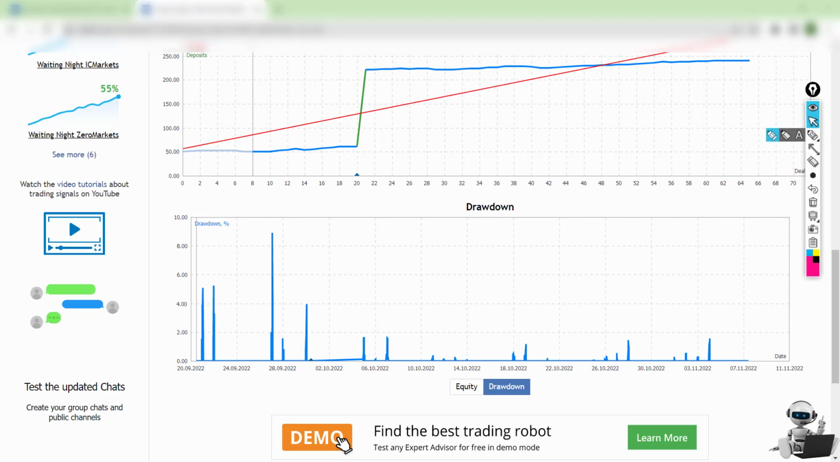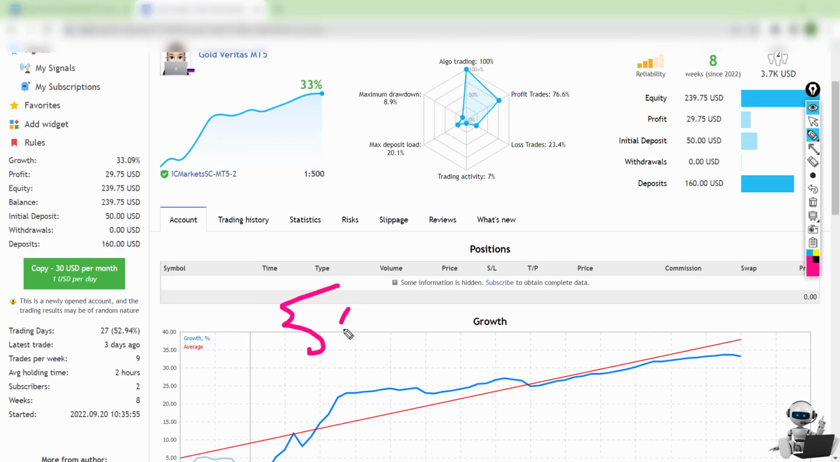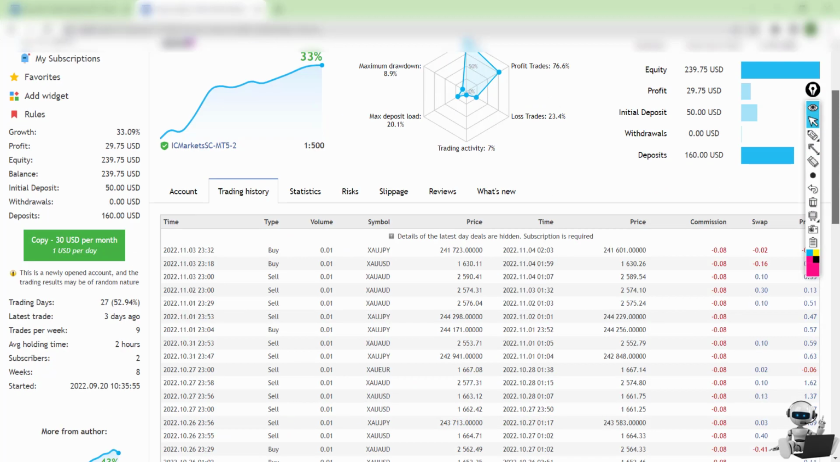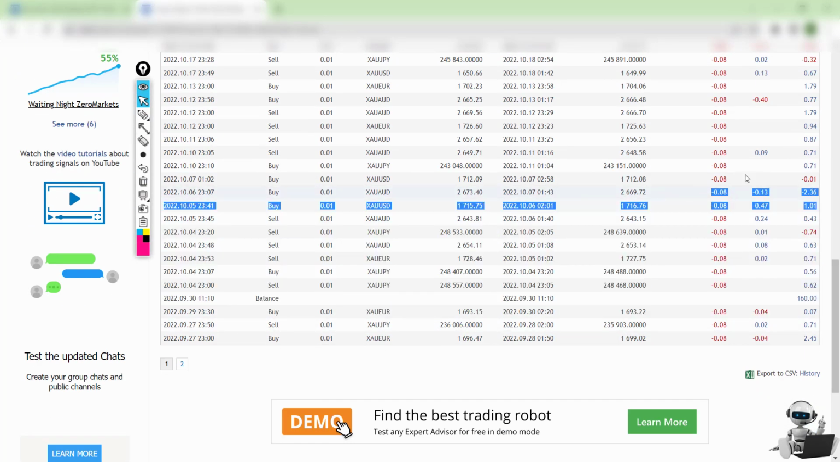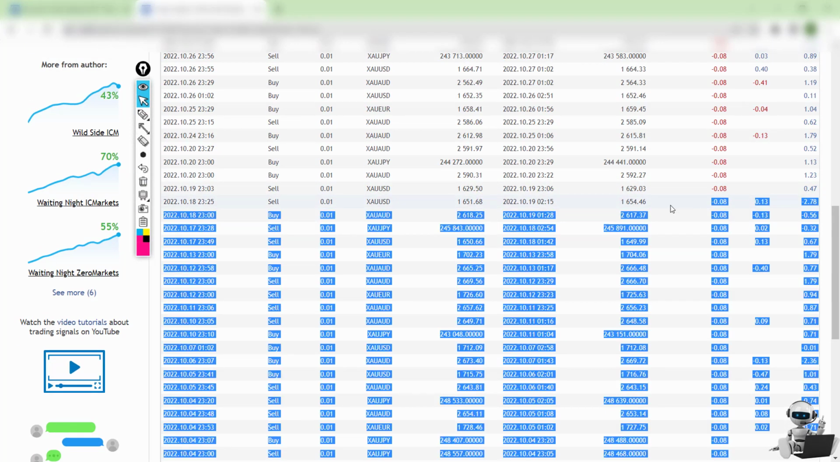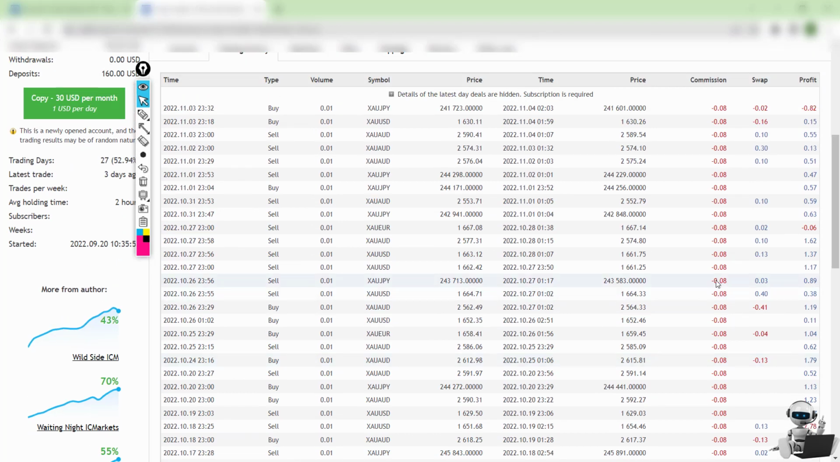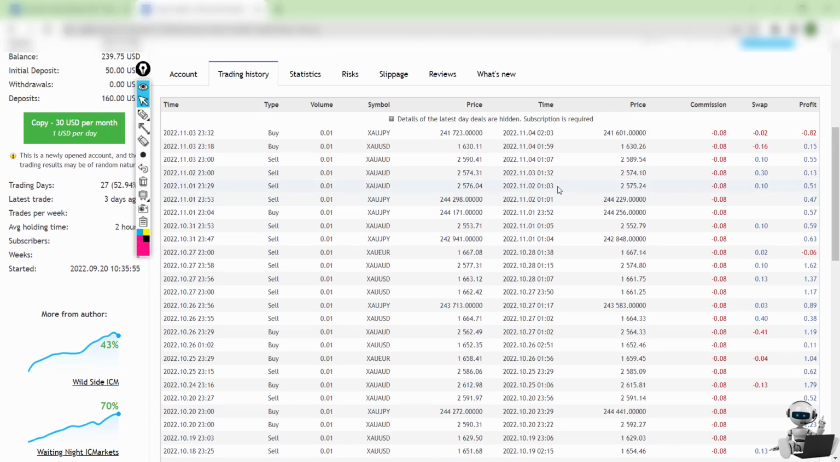As I told you before, I believe if you have $500, since gold lot size is different, you will have lower drawdown in my own opinion. For the trading history, we can see we have take profit and we have a stop loss. We have, I believe, trailing stop loss, and it is very good. It is a high win rate EA, or at least for the gold.